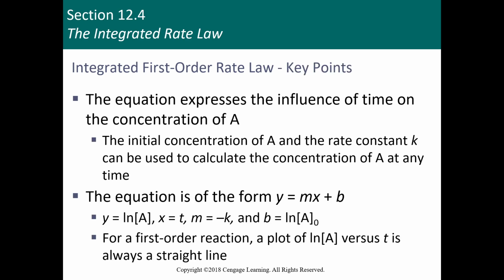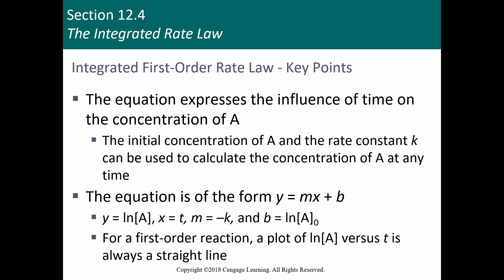So the equation expresses the influence of time on our concentration of A. The initial concentration of A and the rate constant K can be used to calculate the concentration of A at any time you want to find out. Whether it's time 90 seconds or a billion seconds does not matter. This equation will allow you to figure out the concentration of A based on the rate constant and the initial concentration.